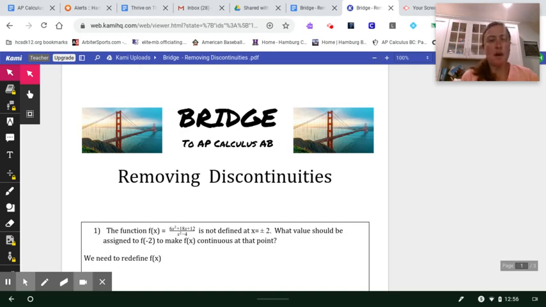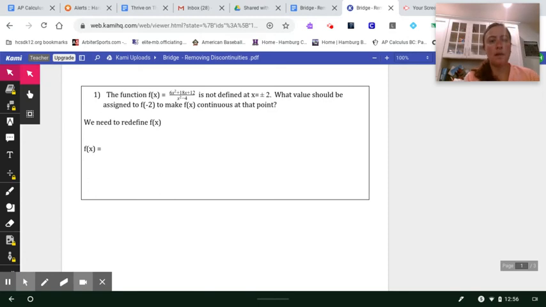Hi there. So yesterday we talked about continuous at a point and continuous along an interval. And today our focus is talking about removing these discontinuities. So here's example one. And again, pause and write down the question for yourself.